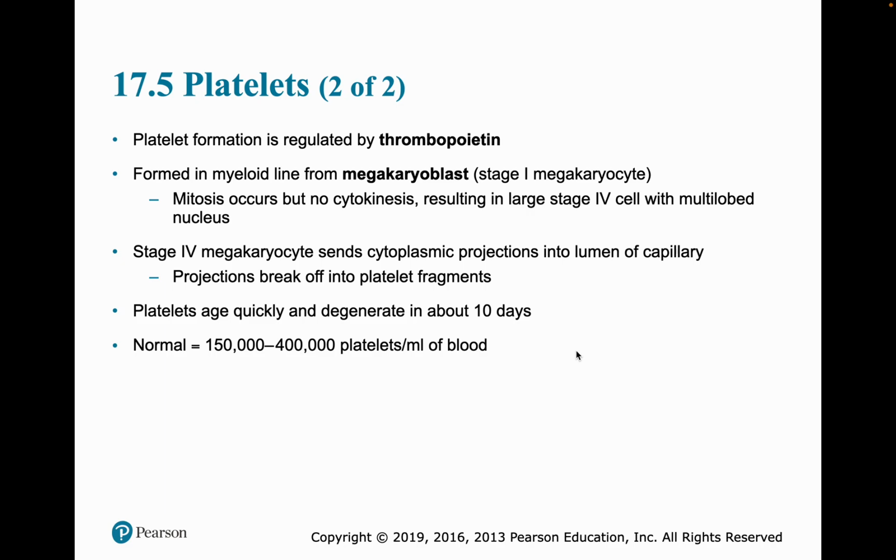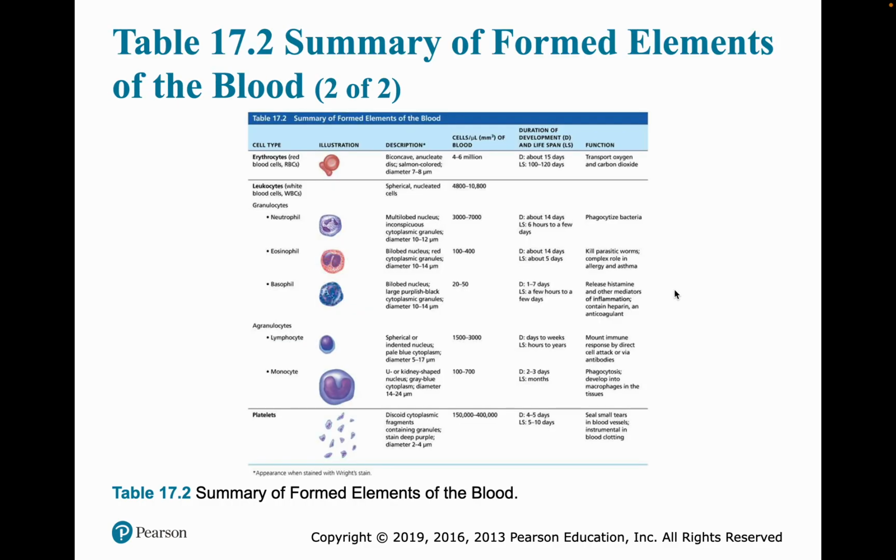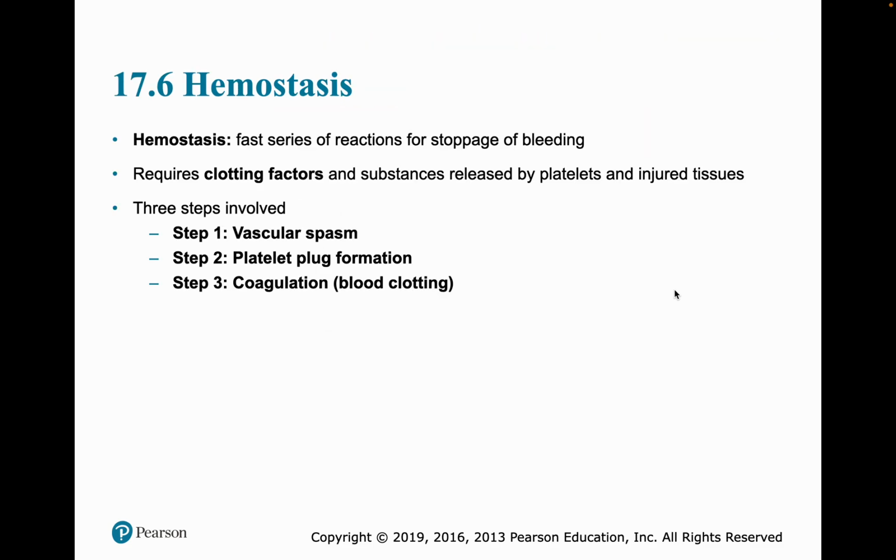Normal platelet count should be between 150,000 and 400,000 platelets per milliliter of blood. So here's our hematopoietic stem cell, which differentiates to a megakaryoblast, to a megakaryocyte stage 2 and 3, to a megakaryocyte stage 4, and then blebs off into platelets. So here's a summary of those elements, and I encourage you to take a look at it. Figure 17.2, study it as you are studying. And that's where I will stop now.